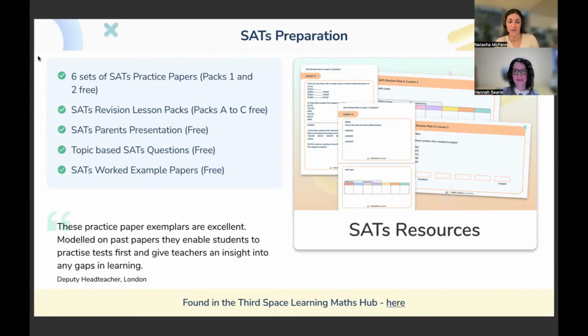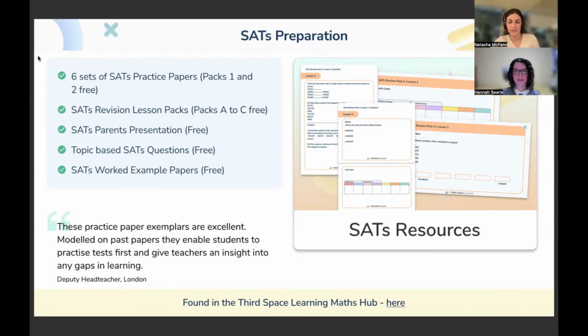I spent so much time as a teacher going through past papers, looking for questions on a particular topic, and then copy and pasting them into my own worksheet. So it's really great just if you know there's a particular topic you want your class to work on that you can just go to one place and they'll all be there. So yeah, huge time saver.